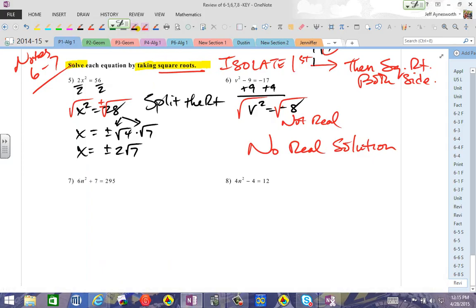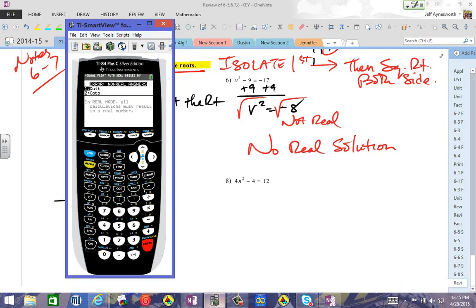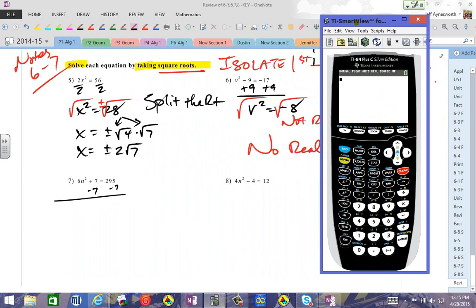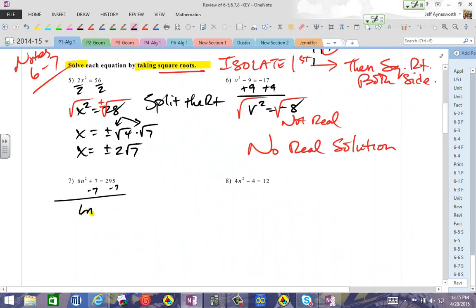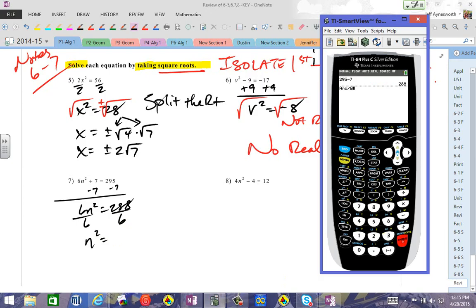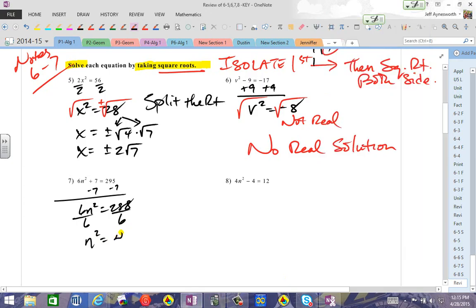All right, continuing here. So what do we have? We got to isolate again. So subtract 7. If you want to use your calculator, clear it out, get it ready. Enter in 295, right? 295 minus 7. Okay, that's 288. So we got 6n squared equals 288, but we got to divide by 6. And you get n squared is equal to 288 divided by 6. So press divided by 6 here, and you get 48. Then you got to square root, like all the previous ones. As soon as you isolate the square, you got to root it. And you get n is equal to the square root of 48, which needs to be split.